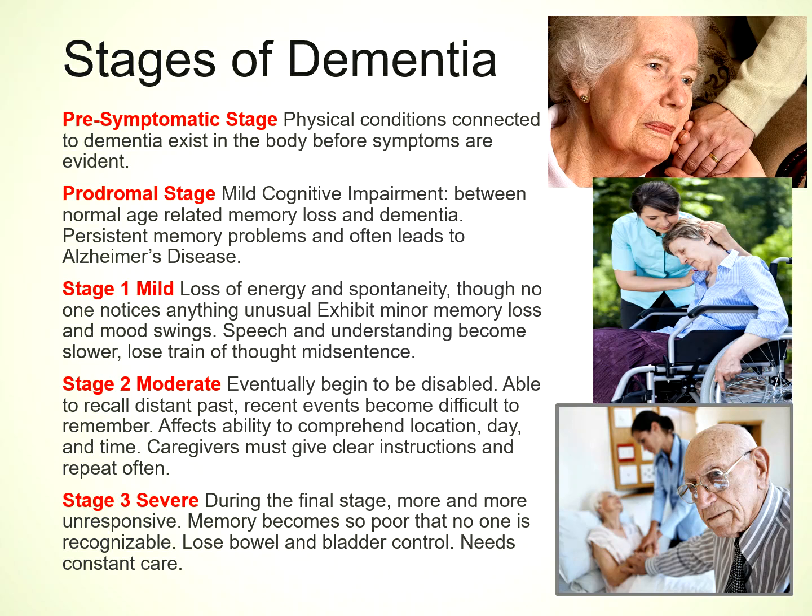There are also different stages of dementia. One is the pre-symptomatic stage, where the physical conditions connected to dementia exist in the body before the symptoms are even evident. And then there's the prodromal stage, where mild cognitive impairment occurs. It's between normal age-related memory loss and dementia. Persistent memory problems often lead to Alzheimer's disease. And then there are 3 stages of Alzheimer's disease.